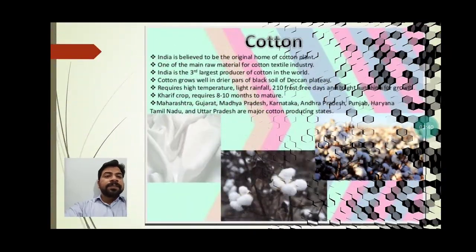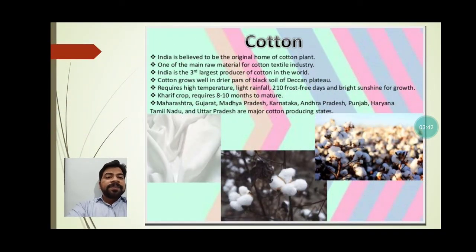Next is cotton. India is believed to be the original home of the cotton plant, because it is believed that India started cultivating cotton plants, and we were the leading producer in the past. It is one of the main raw materials for the cotton textile industry. Without cotton, the textile industry cannot work. India is the 3rd largest producer of cotton in the world.